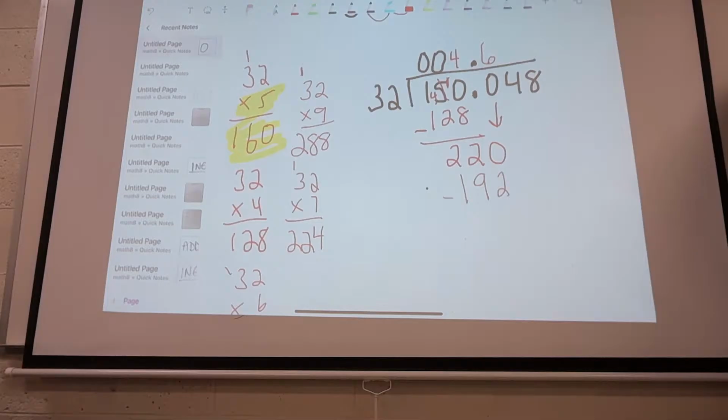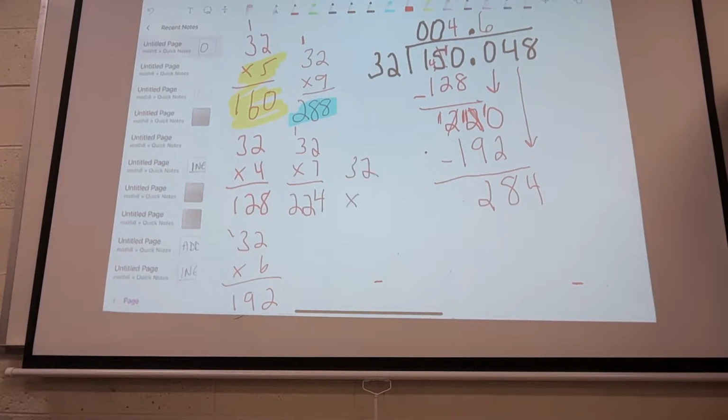So I put my 6 up top, 192 down below. Subtract. 0 take away 2. I can't do it. Borrow from the 2, make it a 1. 10 take away 2 is 8. 1 take away 9, can't do it. Borrow from the 2, make it a 1. Make that an 11. Take away 9 is 2. 28. Bring down the 4. So how many times does 32 go in the 284? Well, we tried 9 and it was 288. So that's just a little bit too big, so it's got to be 8.